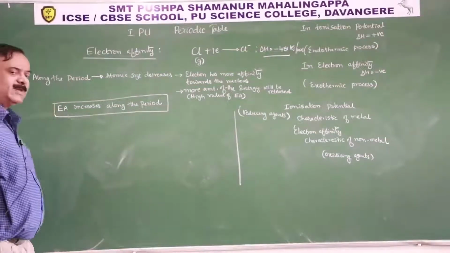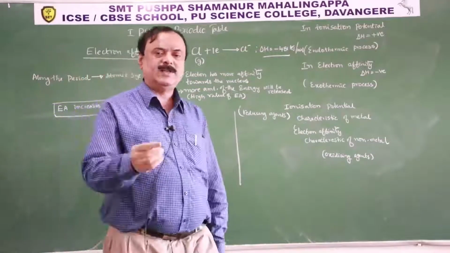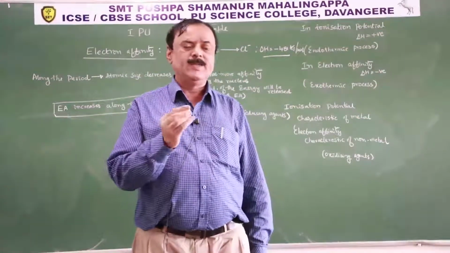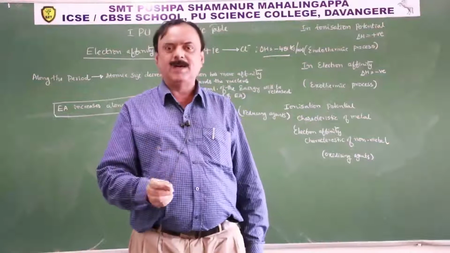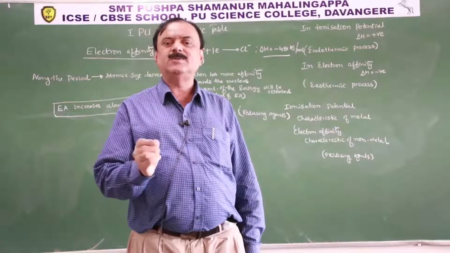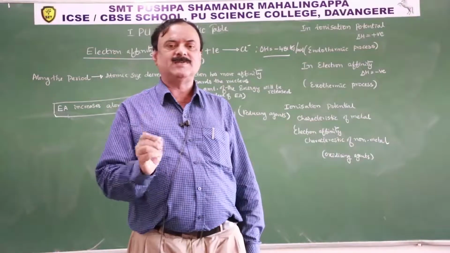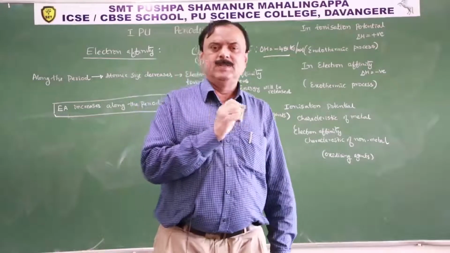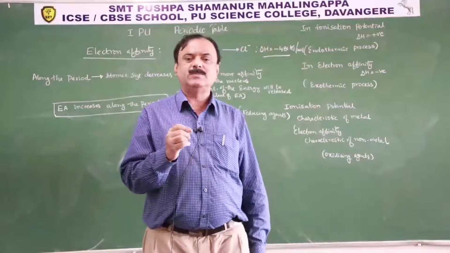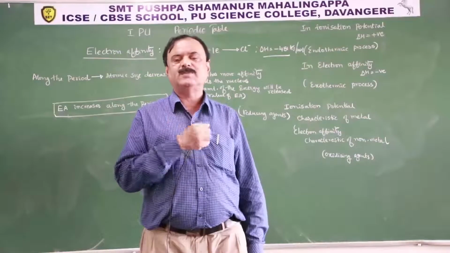In our board exam, they may ask: define electron affinity, and how it varies along the period and down the group. Electron affinity is the amount of energy released during the addition of an electron to the neutral gaseous isolated state of an atom. Whenever the energy liberated is more, the anion is more stable because it possesses a lesser amount of energy.